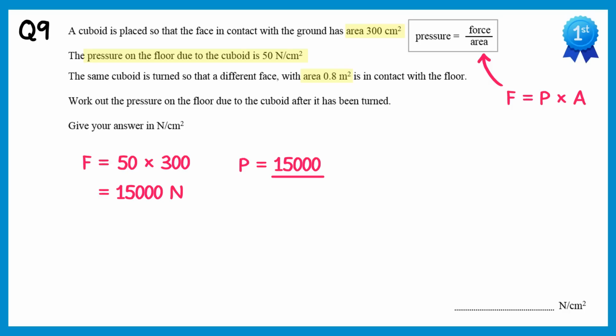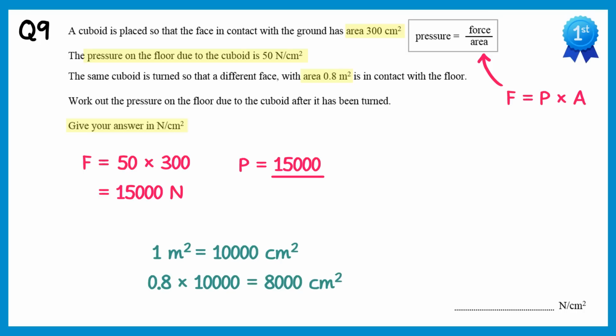The area we've been given is in meters squared, but it says to give your answer in newtons per centimetre squared. So we need to change the meter squared into centimetre squared. You need to know that 1 meter squared is the same as 10,000 centimetres squared. So 0.8 meters squared times 10,000 will give you 8,000 centimetres squared. So rather than dividing by 0.8, we need to divide by 8,000. If you type this into your calculator, you'll get 1.875 newtons per centimetre squared.